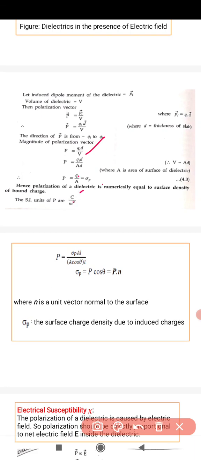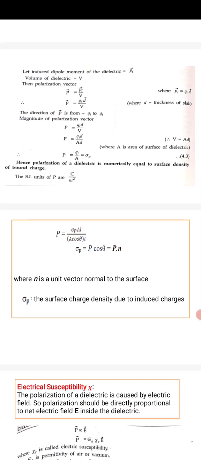Charge by area is called sigma P, that is the surface charge density. Sigma P is the surface charge density. Hence, the polarization P of a dielectric material is numerically equal to the surface charge density of the bound charge.